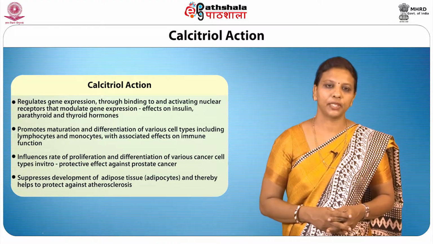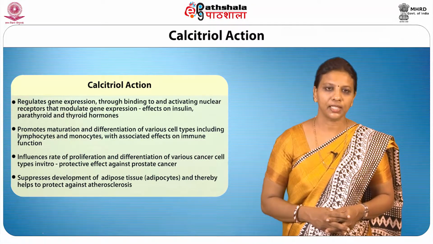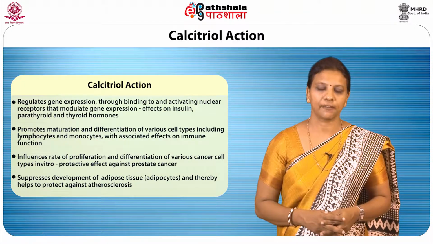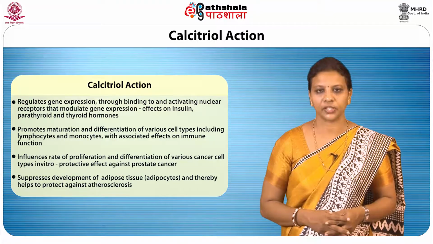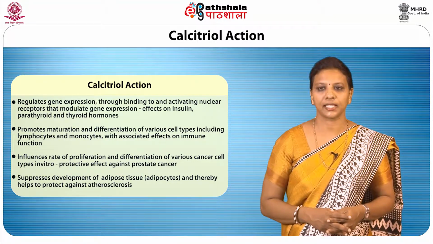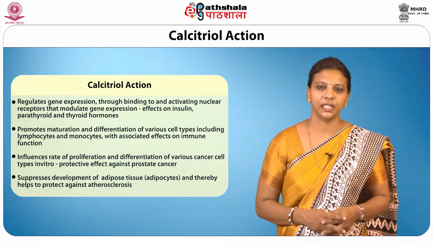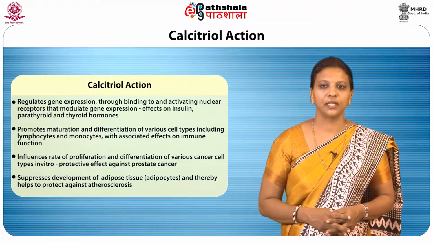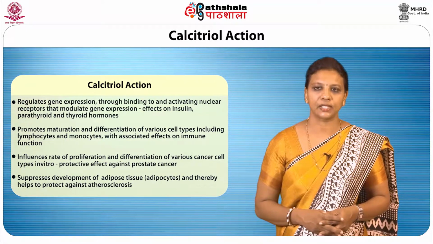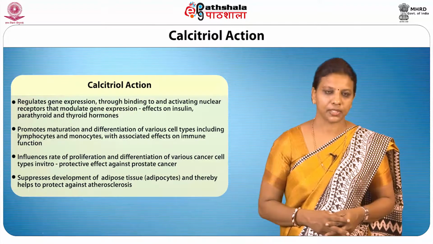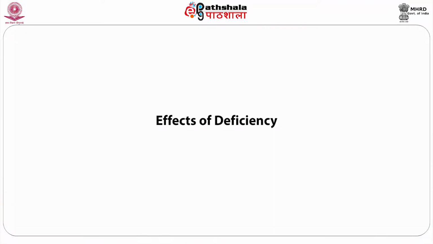Calcitriol promotes maturation and differentiation of various cell types, including lymphocytes and monocytes, with associated effects on immune function. It also influences the rate of proliferation and differentiation of various cancer cell types in vitro, suggesting a protective effect of vitamin D against prostate cancer. There is evidence that vitamin D suppresses development of the main cells of adipose tissue, that is adipocytes, and thereby helps to protect against atherosclerosis.